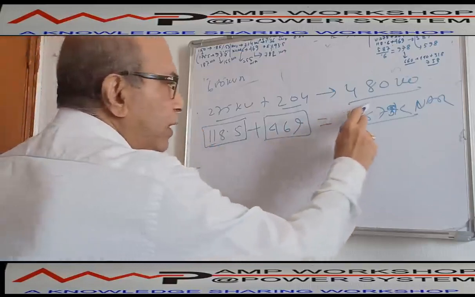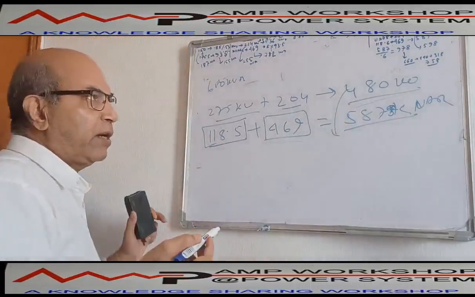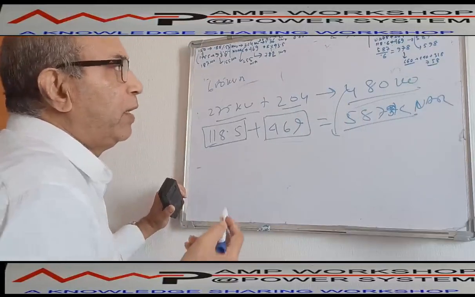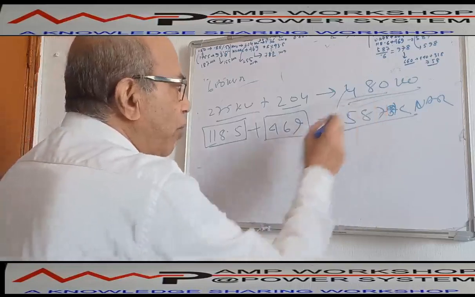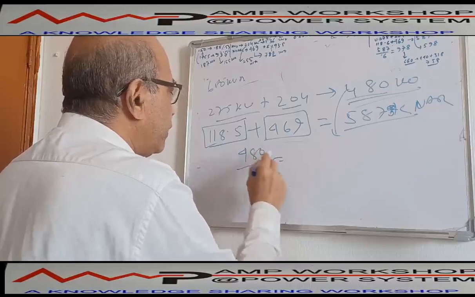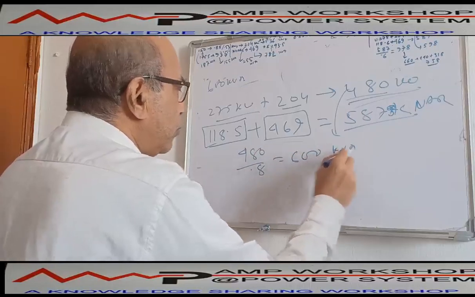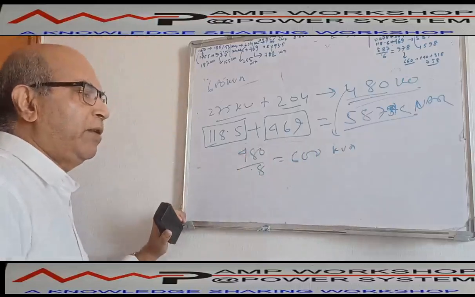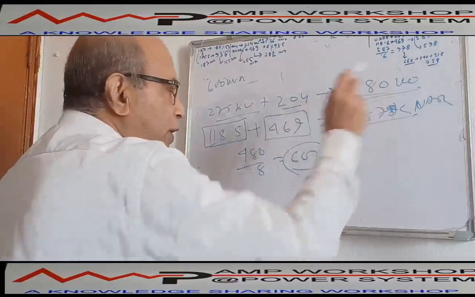Now, if we consider this way, from the kilowatt point of view, if we want to size the generator running at 0.8 power factor, then what will be the generator size? The generator size will be this divided by 0.8, 480 divided by 0.8. So how much is it? It is 600 kVA. So in this case, you need a 600 kVA generator. A 600 kVA generator, if it runs at 0.8 power factor, can give 480 kilowatt.